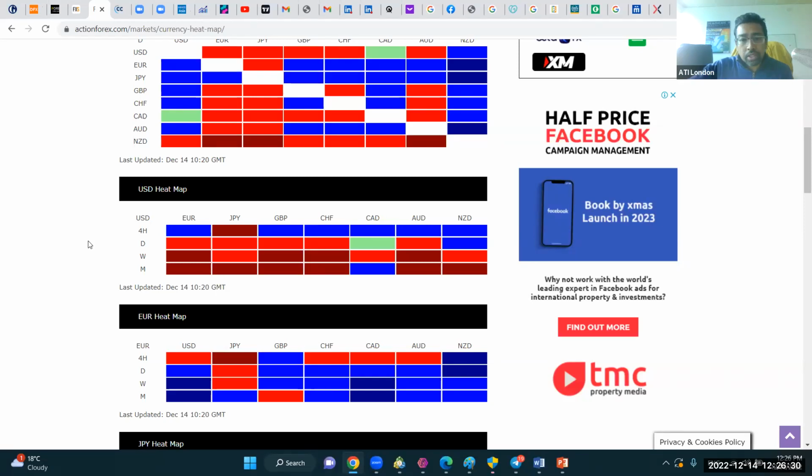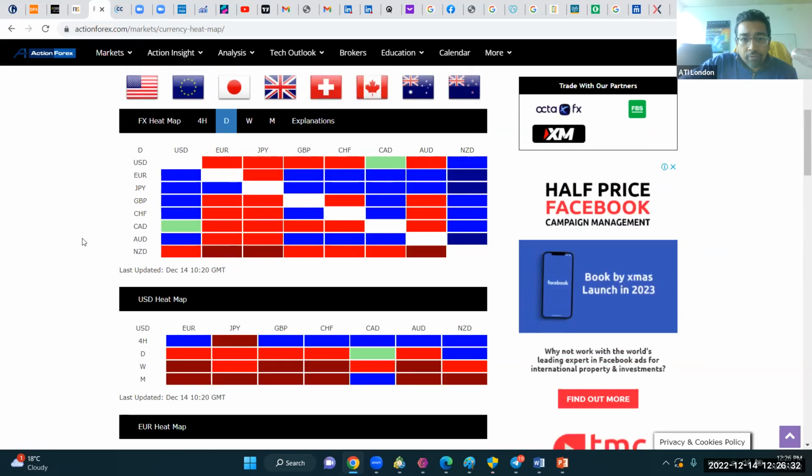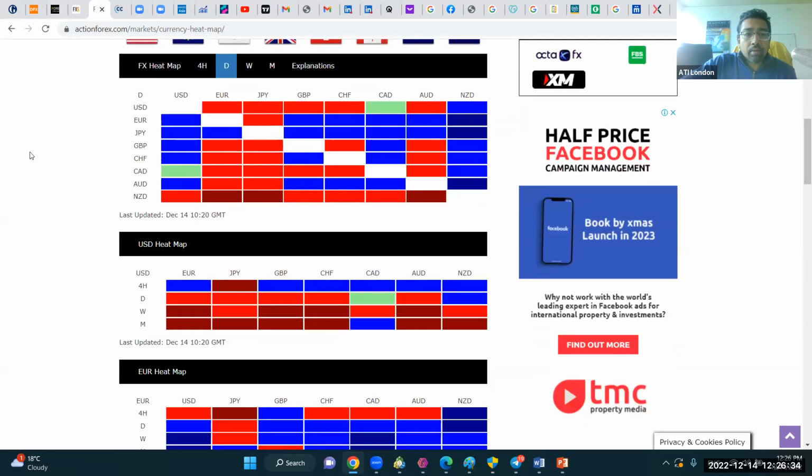Okay, so there you go. This is it. We have got a heat map right here, which gives you an idea whether it's dark blue or dark red.